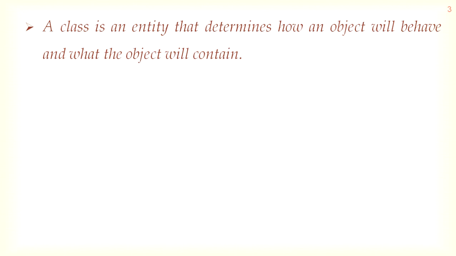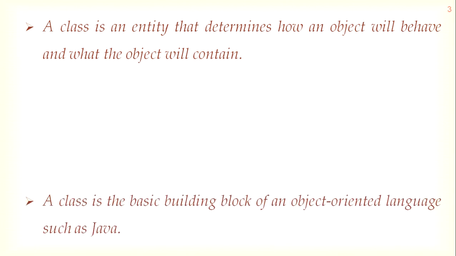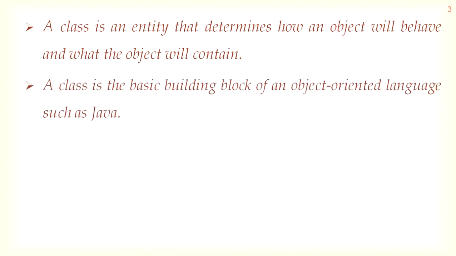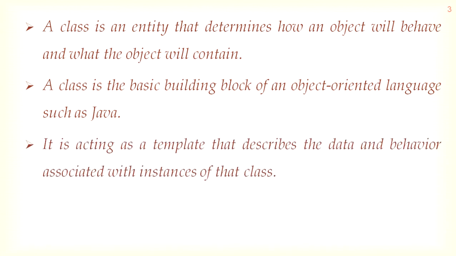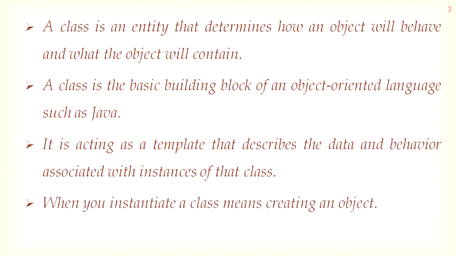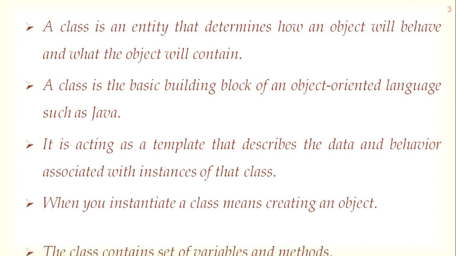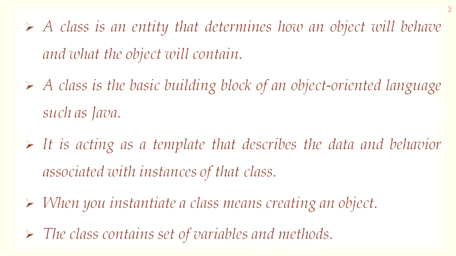A class is an entity that determines how an object will behave and what the object will contain. A class is the basic building block of an object-oriented language. It acts as a template that describes the data and behavior associated with instances of that class. Instantiating a class means creating an object. The class contains a set of variables and methods.